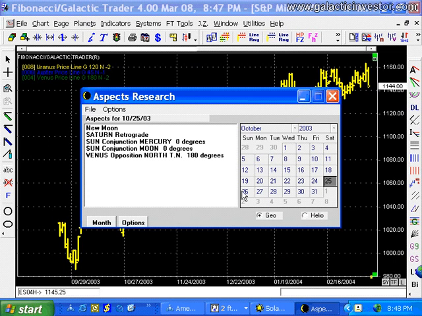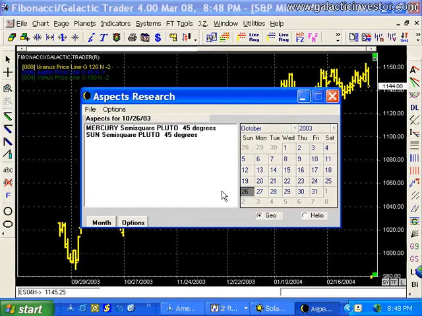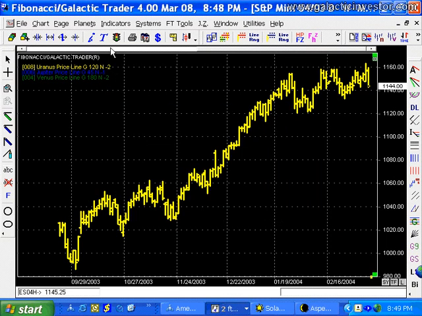Going back to aspect research, we're going on the 26th. See, what we're doing here is we're looking at the aspects that occurred over the weekend. So when you get a reversal on a Friday, you have to look at the aspects over the weekend and on the following Monday, because sometimes that can trigger the reversal on the Friday. And what I've done also is looked a couple days ahead in this case, on the 22nd and the 23rd. Now with this Sun-Mercury conjunction semi-squares Pluto on the 26th at 45. So let's simply add the Pluto line at 45 and take a look.